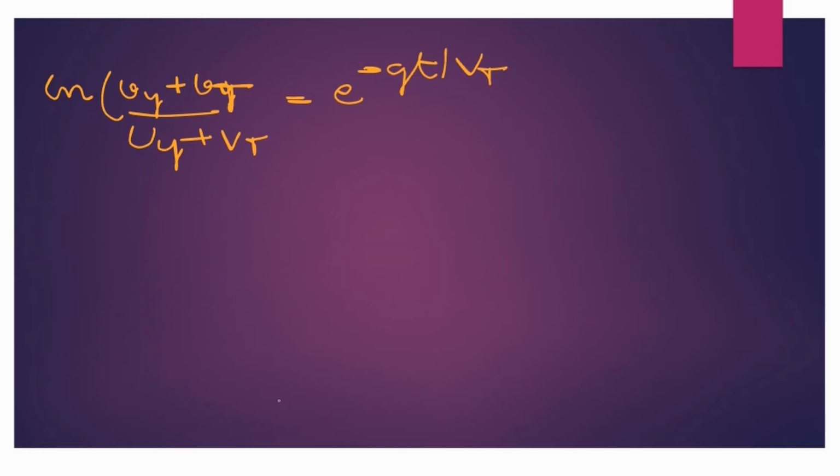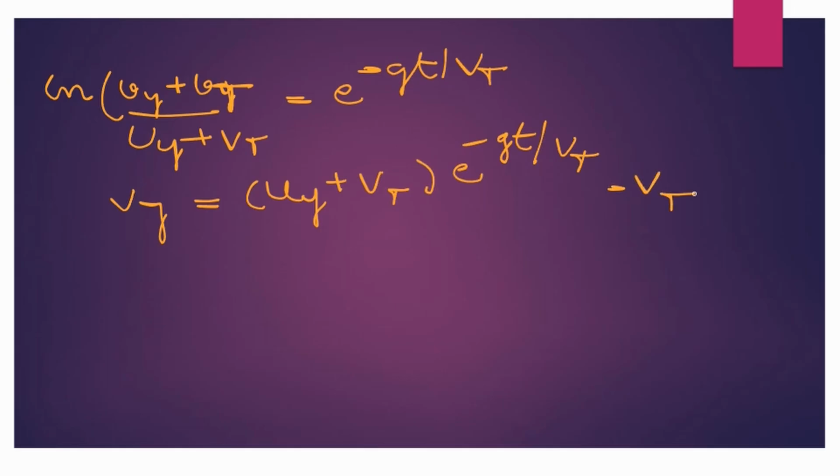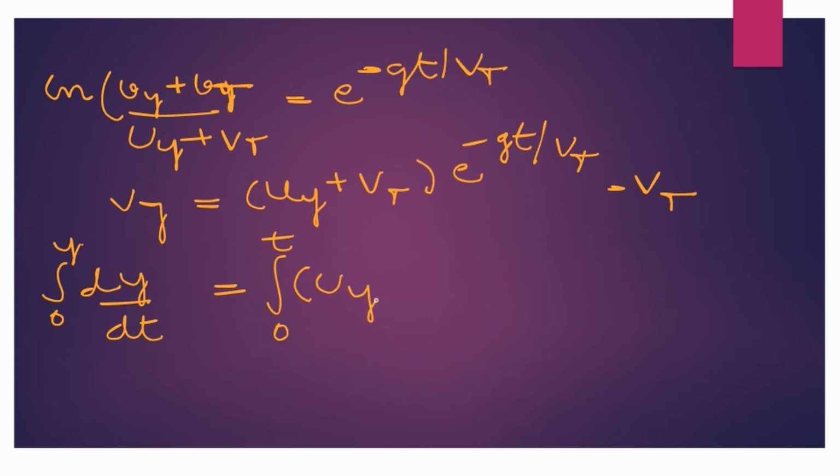So if I solve this, I can write Vy as (Uy plus Vt) e power minus gt by Vt, minus Vt. Let's say they are asking to find the displacements or coordinates also. Then dy by dt is vy, so you need to integrate this with respect to time, and then you will get the y coordinate of the projectile.